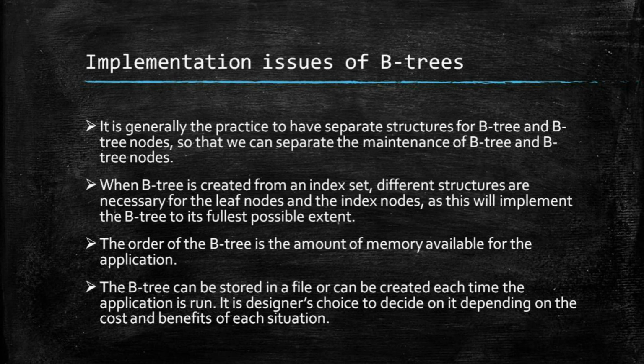The order of the B tree is the amount of memory available for the application. It can be stored in a file or can be created each time the application is run. It is the designer's choice to decide on it depending on the cost and benefits of each situation.